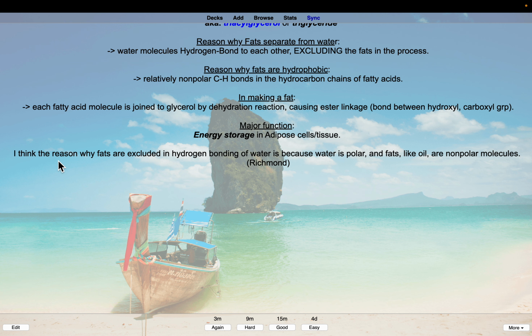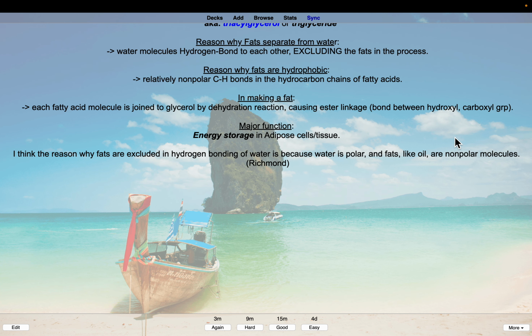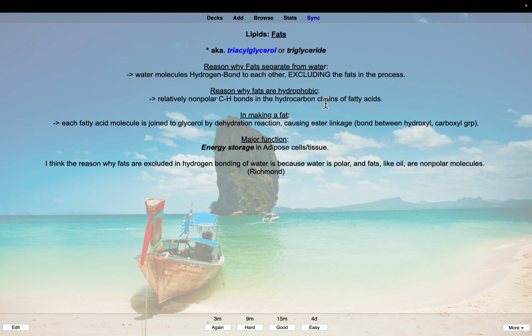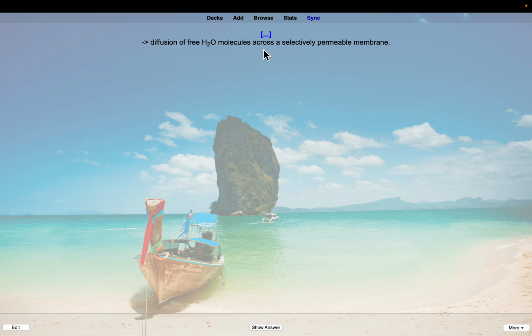And I believe the reason why fats are excluded in hydrogen bonding of water is because water is polar and fats, like oil, are non-polar molecules. So polar and non-polar molecules cannot mix together. So it explains these two statements here, enforces the idea that is being expressed there. Okay?